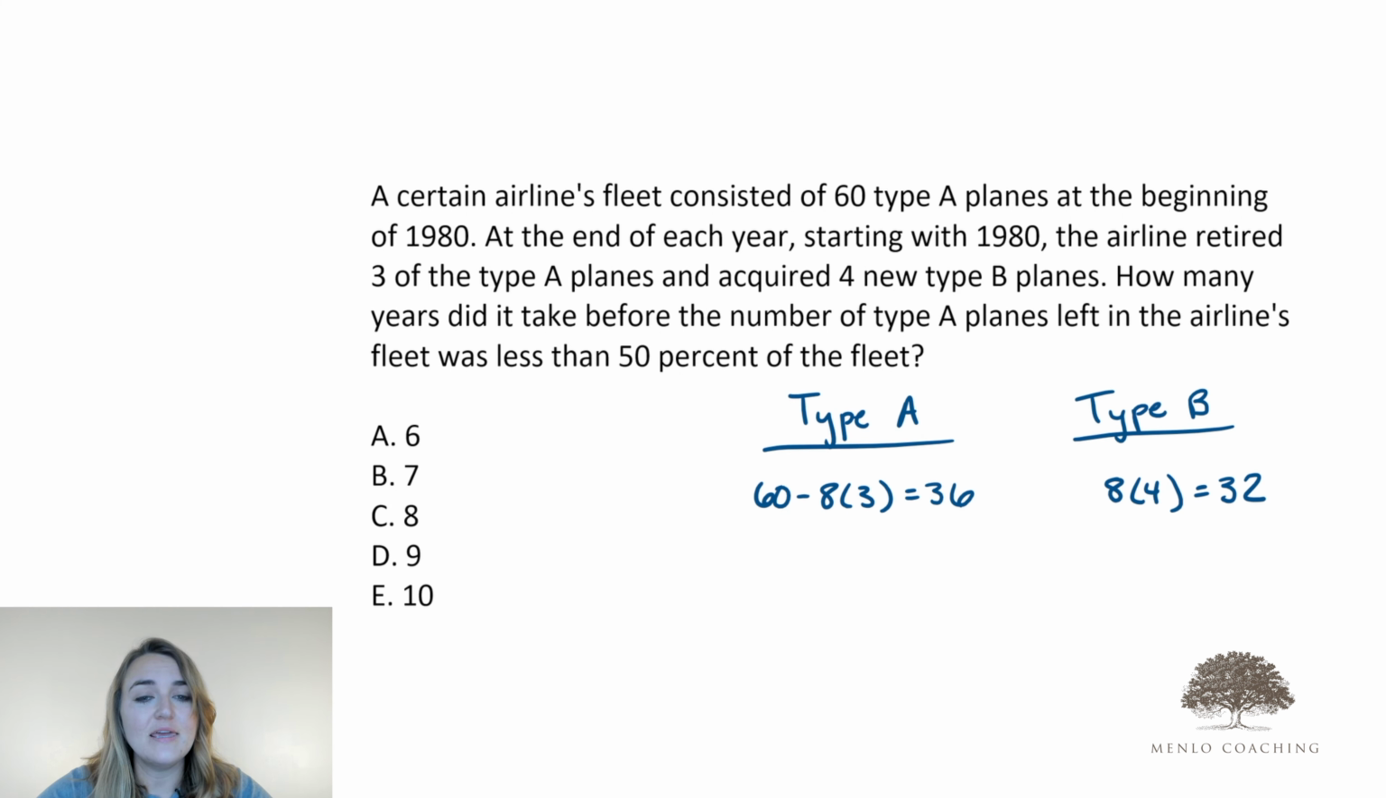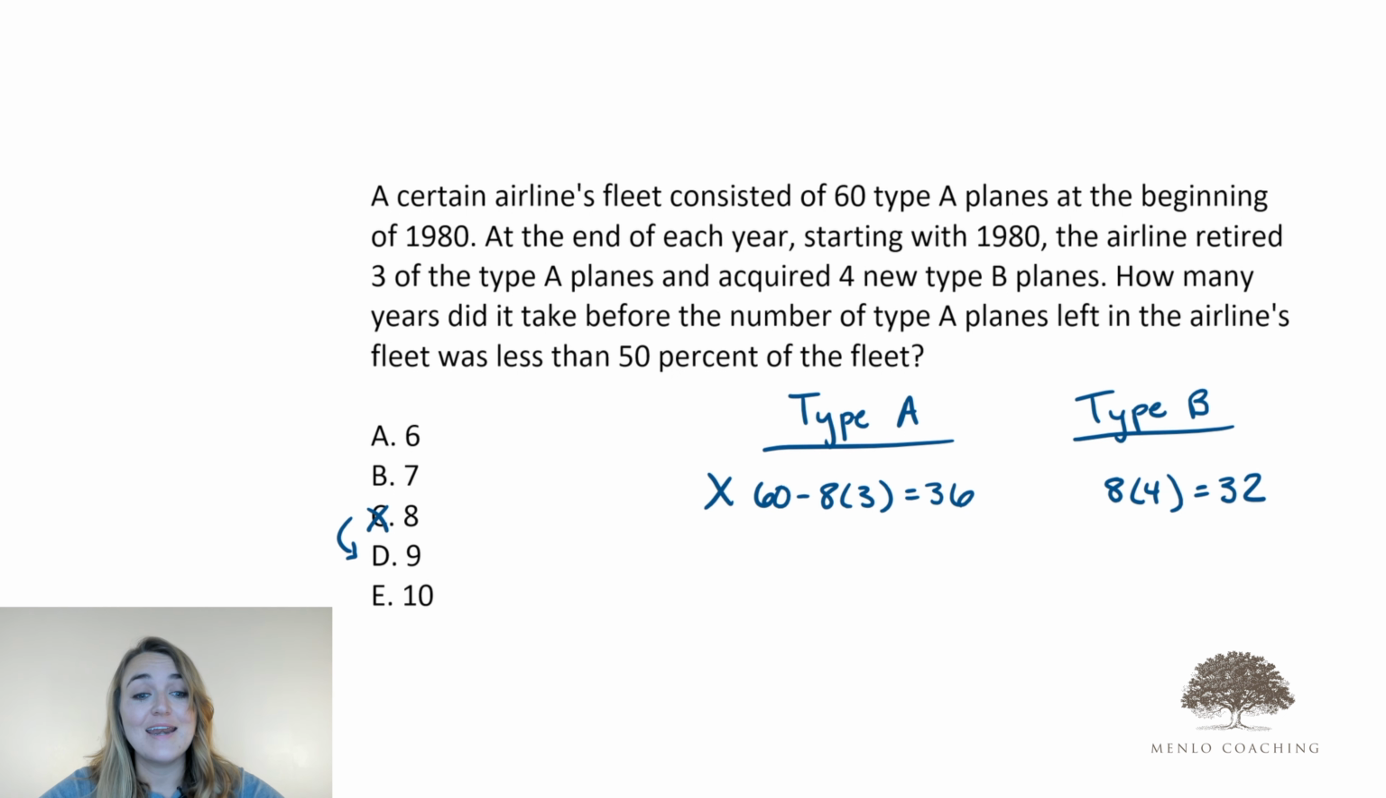So if we start with a middle term, let's say, in this case, answer option C. Well, after 8 years, there would be 60 minus 8 times 3, or 36 type A planes, and 8 times 4, 32 type B planes, which means we're not there just yet. We need the number of type B planes to exceed the number of type A planes. But that also tells me that while I can rule out answer option C, I also need more years to have passed. So I'm going to jump down to answer option D and give that one a try.